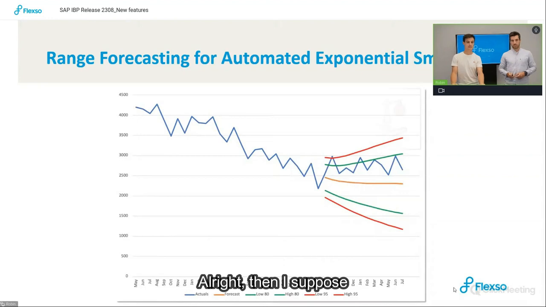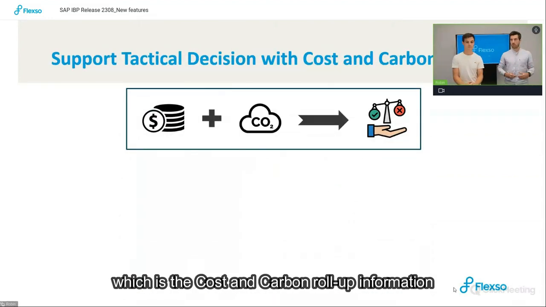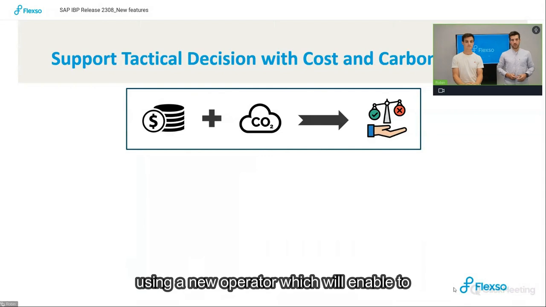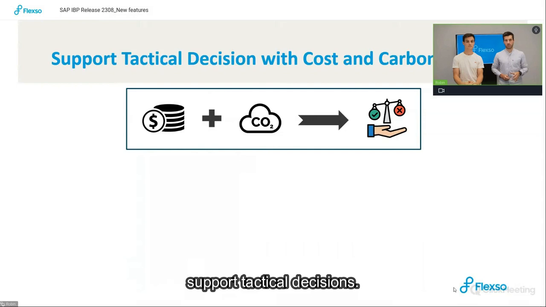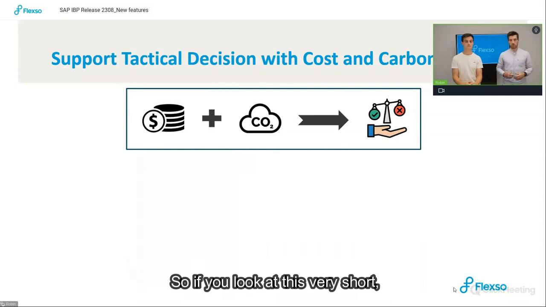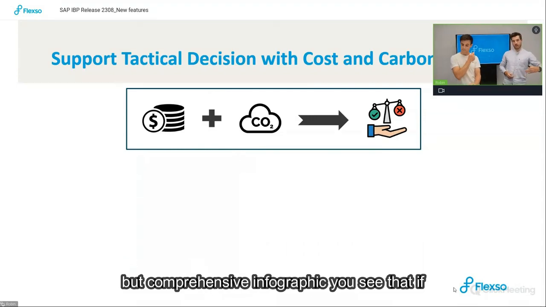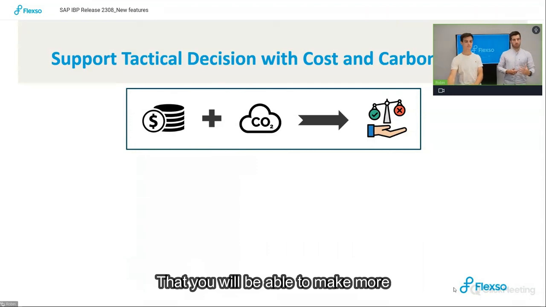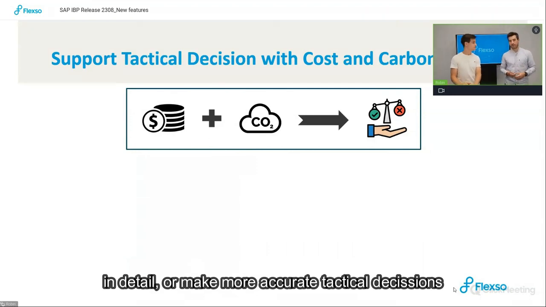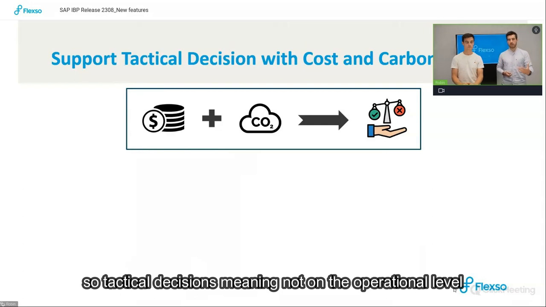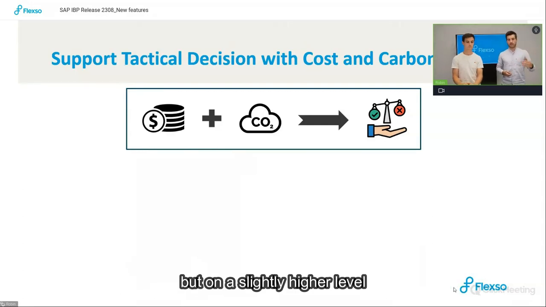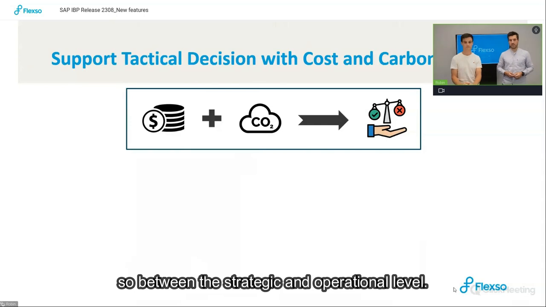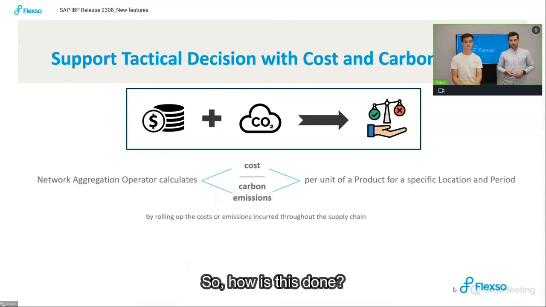All right, then I suppose I move on to the next one, which is the cost and carbon roll-up information using a new operator, which will be able to support tactical decisions. If you look at this very short but comprehensive infographic, you see that if you combine cost information with information regarding CO2 emissions, you will be able to make more accurate tactical decisions. Tactical decisions meaning not on the operational level, but on a slightly higher level, in between the strategic and the operational level. So how is this done?